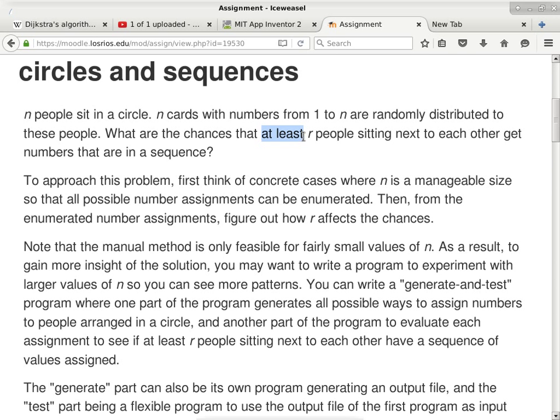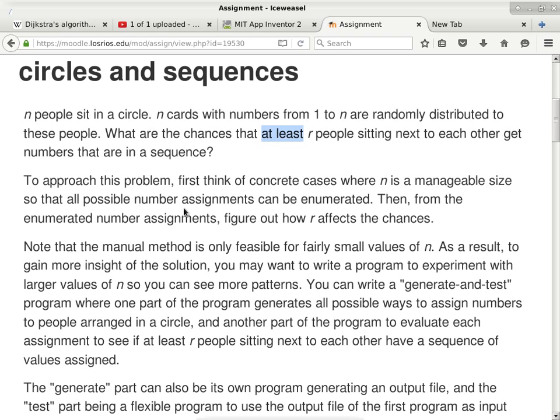All right. So the question is, if I have n people sitting in a circle and I distribute these numbers to each person in a random way, what are the chances that at least r people, I want an equation, I want a formula that will tell me the chances of r people sitting next to each other getting numbers that are in a sequence. That's basically the main portion of the homework assignment.